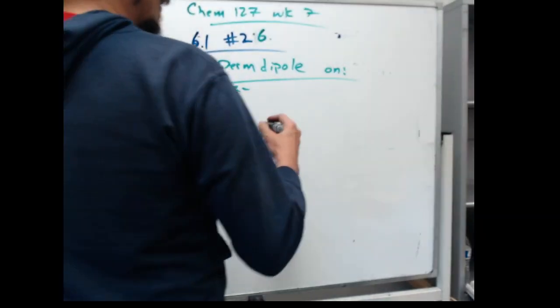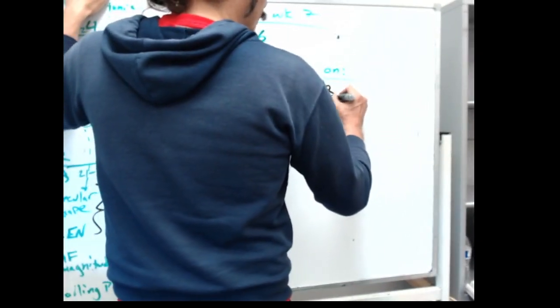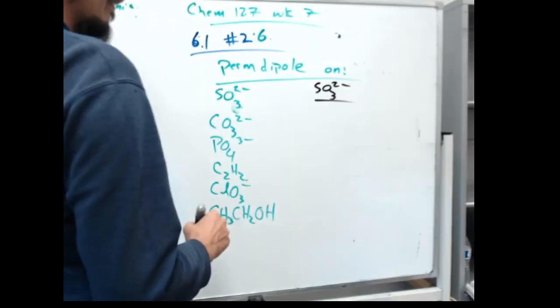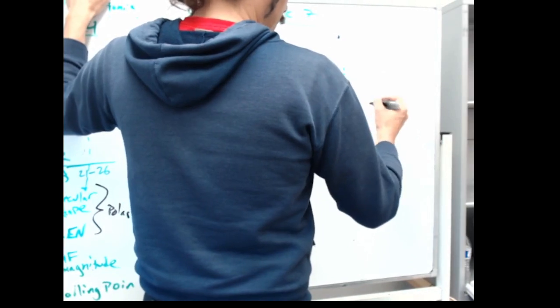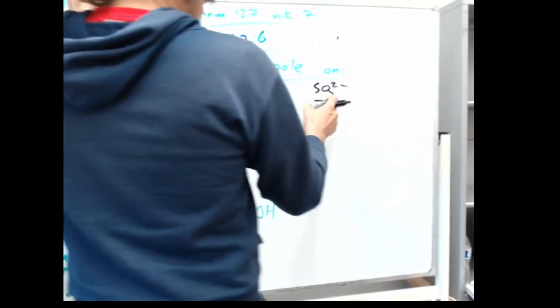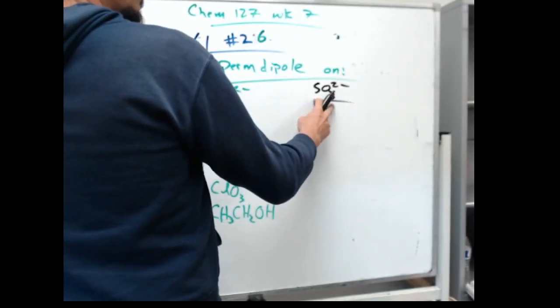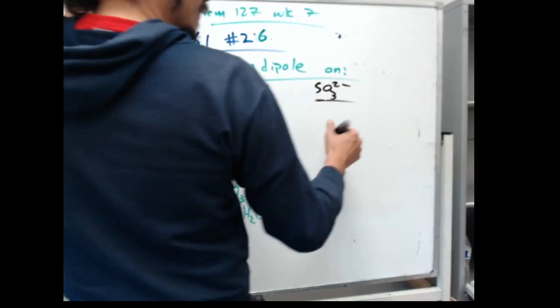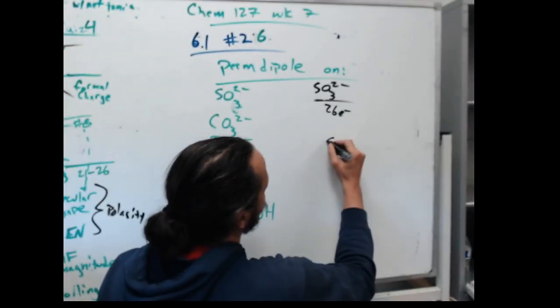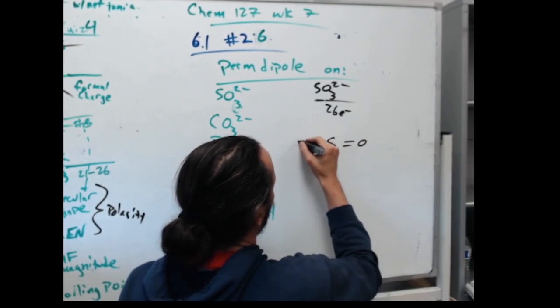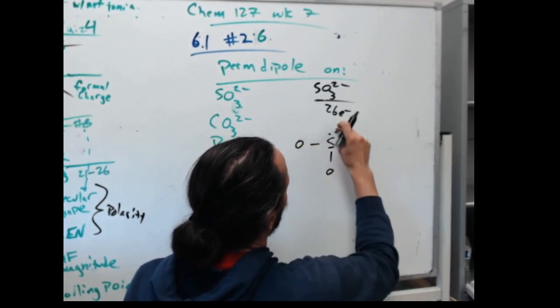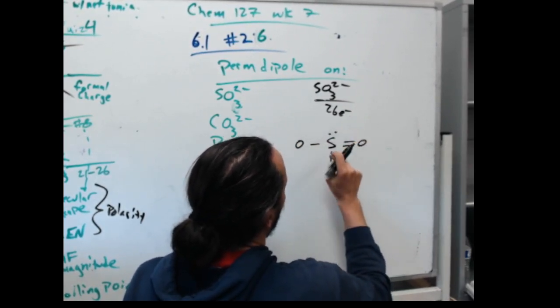Some of these I can do really quick, but I'm still going to do them a little bit slower, so I'm going to do SO3 2 minus first. And so we look at this and I say, okay, that's going to be 26 electrons, if I'm doing math correctly. 4 times 6 is 24, and then 2, that's going to be 26 electrons. So I'm going to do my sulfur. I'm going to double bond an oxygen, single bond an oxygen, single bond an oxygen, a lone pair. 2, 4, 6, 8, 10.